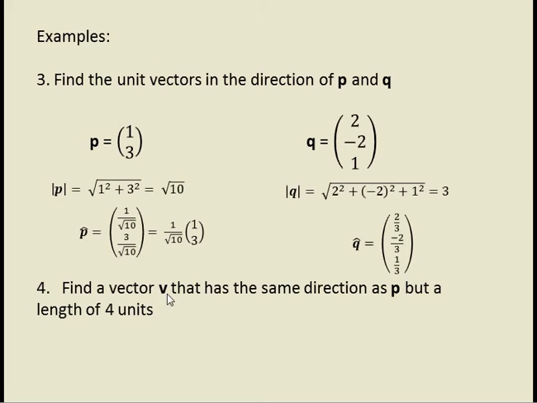Okay, find a vector V that's the same direction as P, but length of 4 units. Well, P is (1, 3). P hat is going the same direction as P, and it's 1 unit long. So the vector that's the same direction as P hat, that's 4 units long, is just going to be 4 times P hat. The unit vector is 1 unit long, so a vector that's 4 units long is 4 times the unit vector. Okay, and I've written it 3 different ways there, even rationalized it for you.